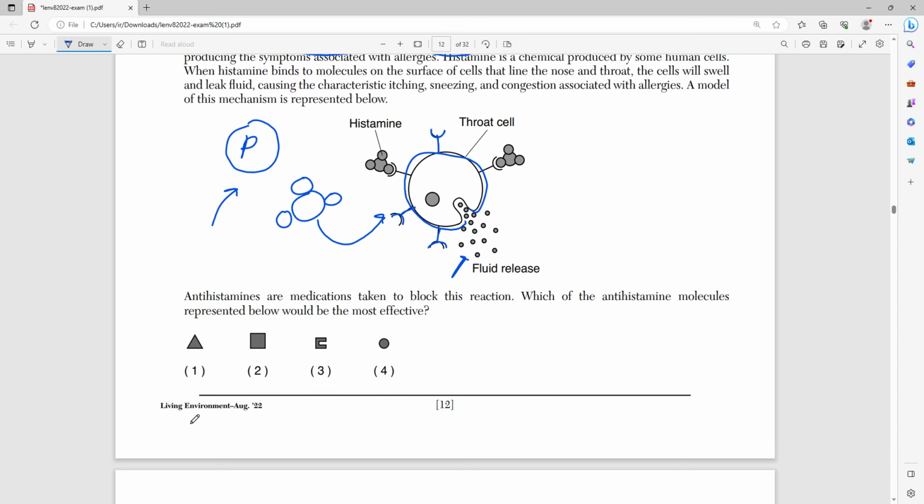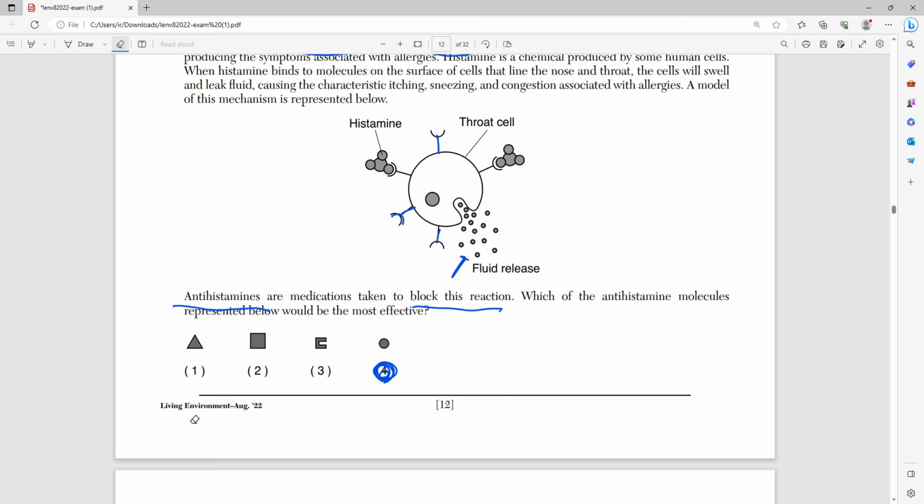So antihistamines are medications taken to block this reaction. Which antihistamine molecule represented below would be most effective? The answer is number 4. Because if we want to block this reaction, guess what we're going to have to do? The easiest way to block this reaction, of course, is to make sure that there's already something bound to these cells.